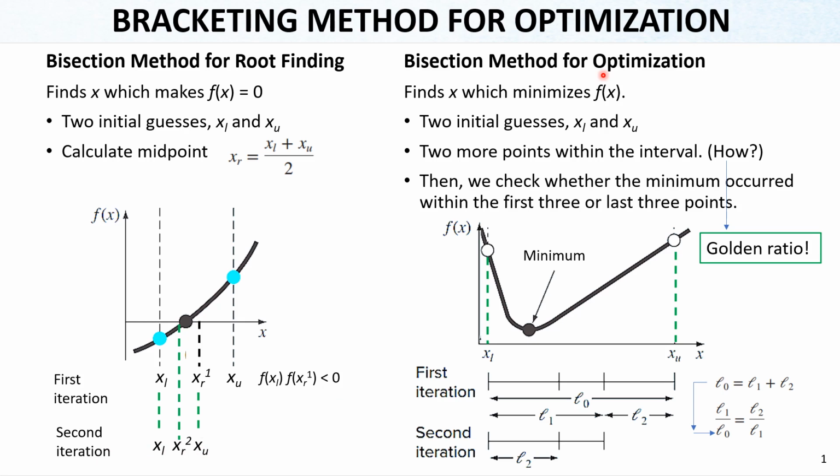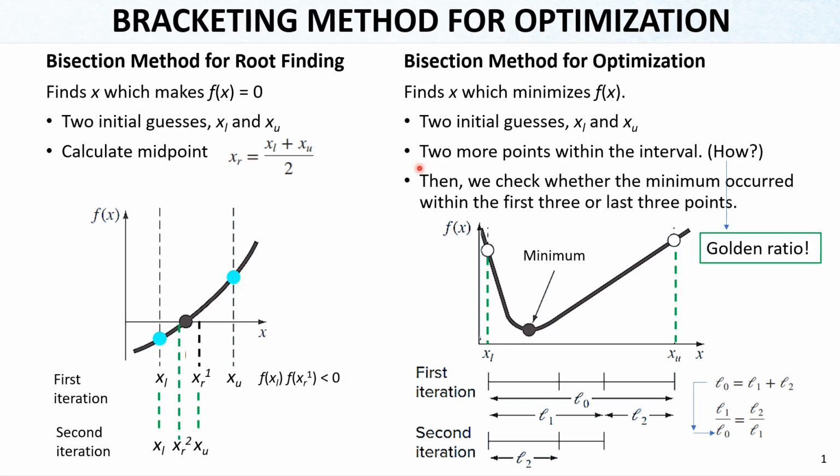A similar idea exists for the optimization as well, but the difference is that we are finding the minimum instead of finding the root. And we start again with the two initial guesses, x low and x upper bound. Here you can see an example. However, these two initial guesses may not be sufficient, because in the first iteration here we will have lower bound, upper bound. This is somewhere in between, but where is it? We really don't know that.